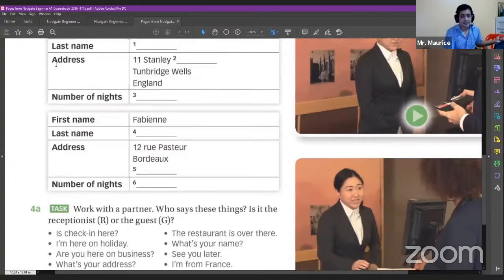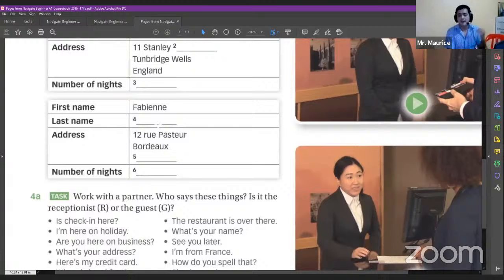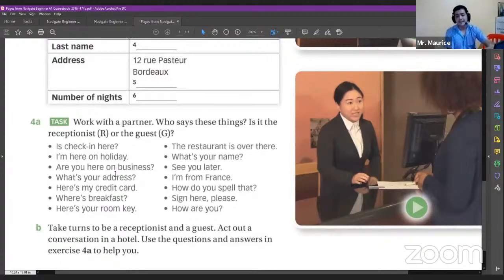Address, la dirección. Como usted ve, tenemos un espacio en blanco. Quiere decir que falta información. Number of nights, número de noches que se va a quedar. Lo mismo con el otro cliente del hotel que es Fabián. Last name, address, and number of nights. And the last activity, the number 4.